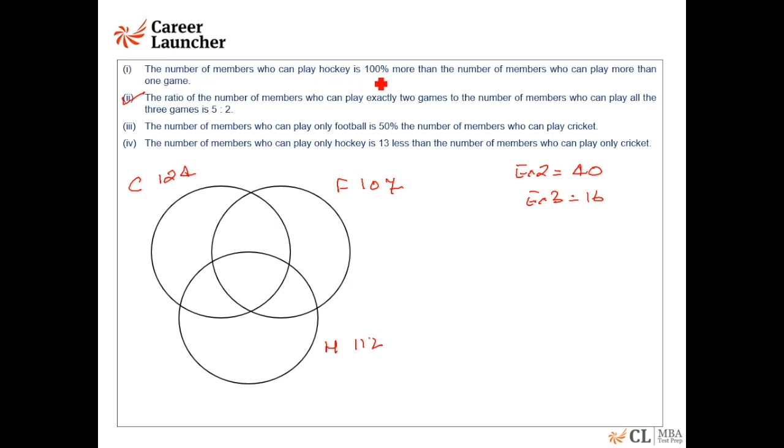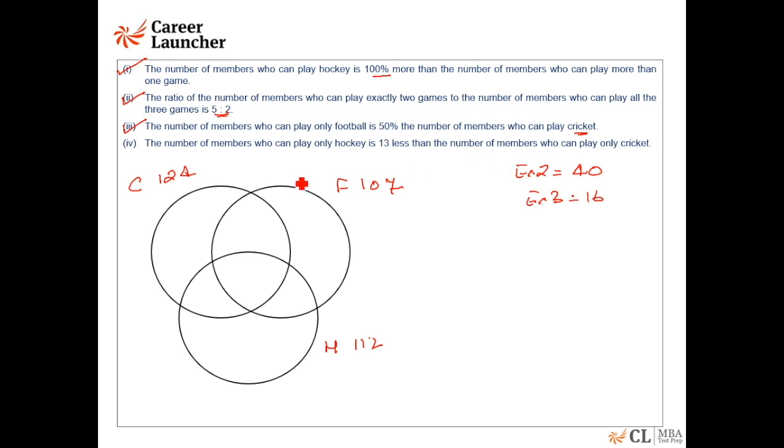Statement 1, number of members who can play hockey is 100% more than the number of members who play more than one game. We have taken care of this. Second statement, we have taken care of 5:2 ratio of exactly 2 to exactly 3. And third statement tells us that cricket has to be an even number. That means cricket could not be 107.